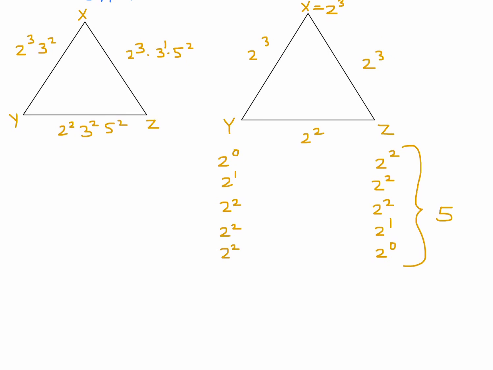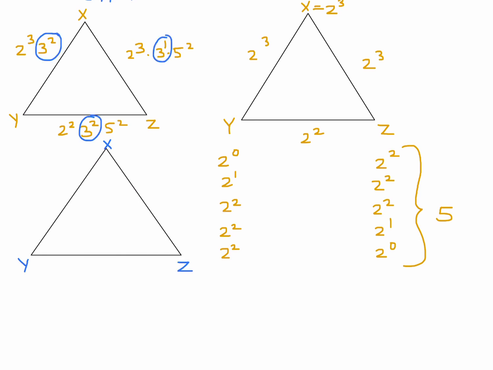Let's move on to the next one. The next one will be talking about 3's. So here's x, here's y, and here's z. And now I've got to put 3 to the power of 2, 3 to the power of 1, and 3 to the power of 2, like that. So 3 to the power of 2, 3 to the power of 2, and 3 to the power of 1. So obviously y is equal to 3 to the power of 2, meaning 3 to the power of 2 is part of y. That's pretty obvious. Now I've got to figure out x and y.